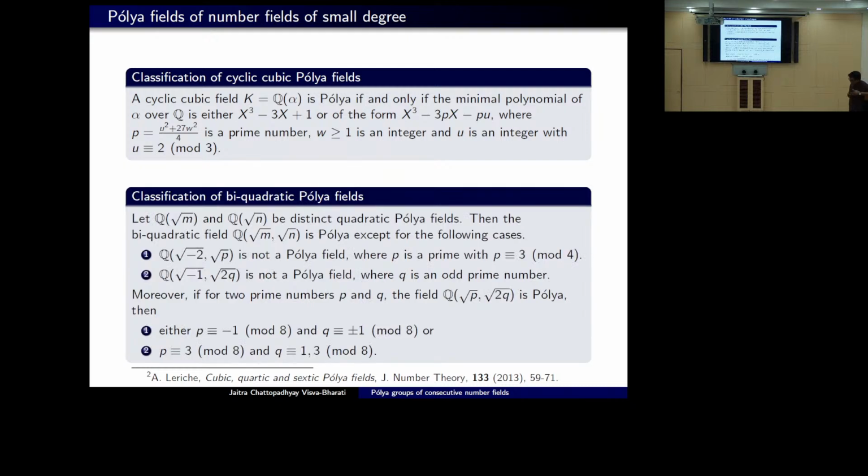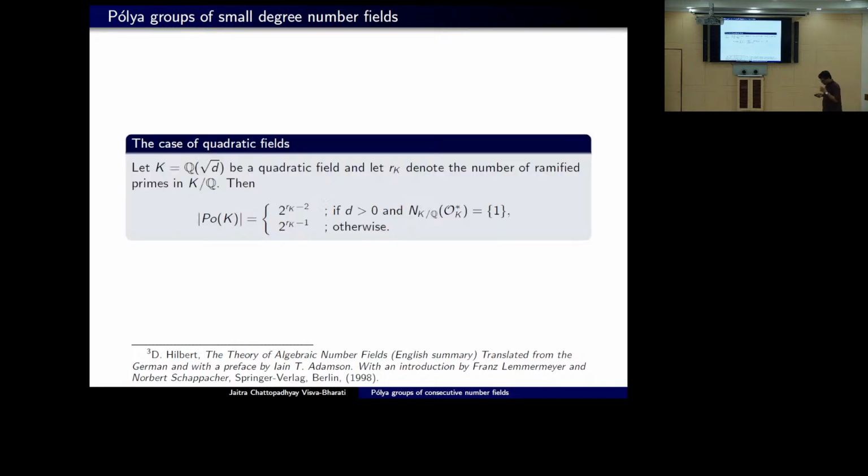And then the classification of biquadratic Pólya fields comes. This has some restriction, that it assumes that the biquadratic field Q(√m, √n) is Pólya under the assumption that individually the quadratic fields Q(√m) and Q(√n) are Pólya. Then what are the prime factorizations of m and n? In those terms only the classification has been made. So now this gives us all the results that we have discussed so far, about the Pólya fields of quadratic, cubic and biquadratic nature.